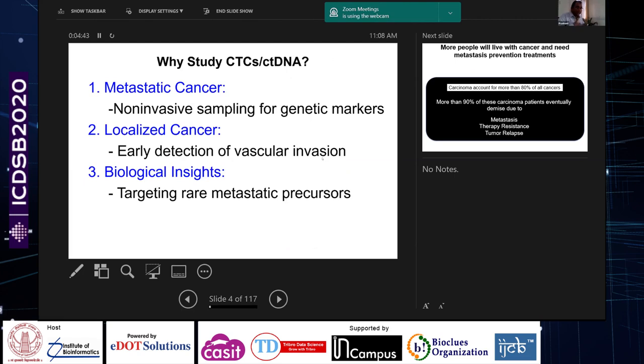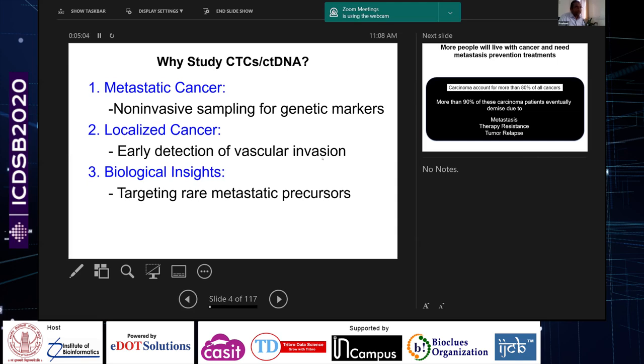So the area has been separated. If you see the last decade, you keep hearing in any clinical setup that we are talking about the circulating tumor cells, we are talking about the circulating tumor DNA. So the very basic question that comes to mind is why this is important.